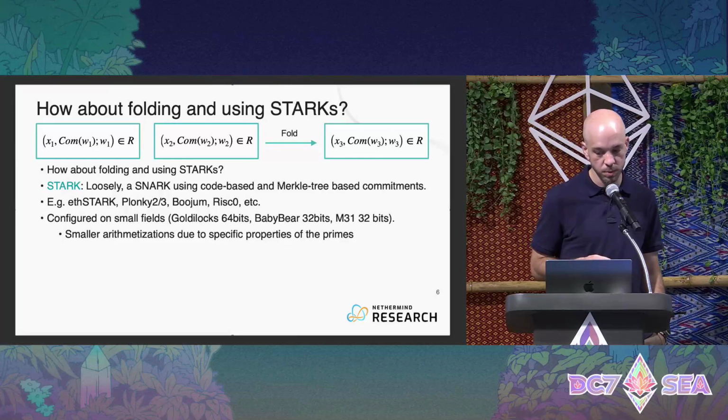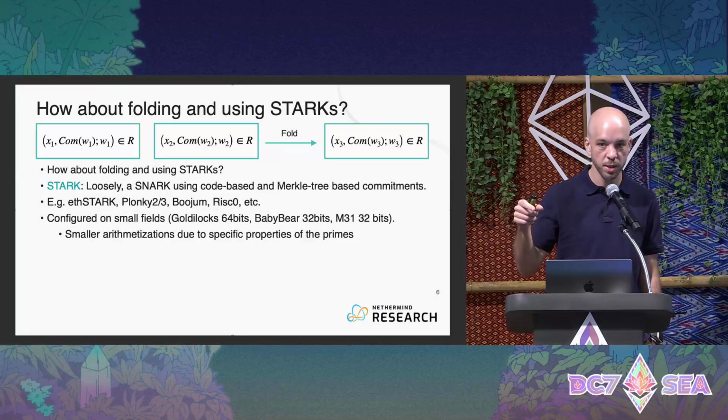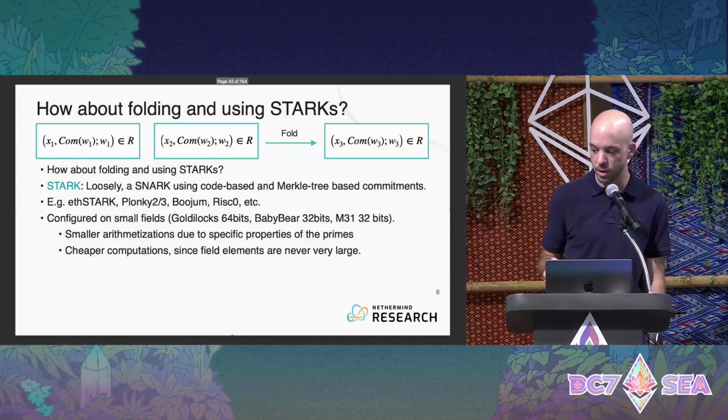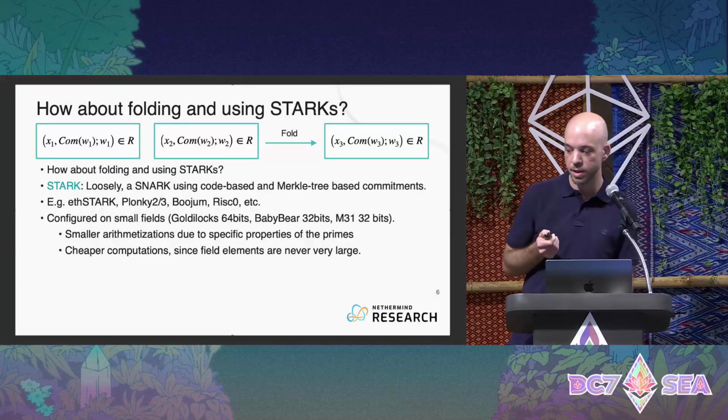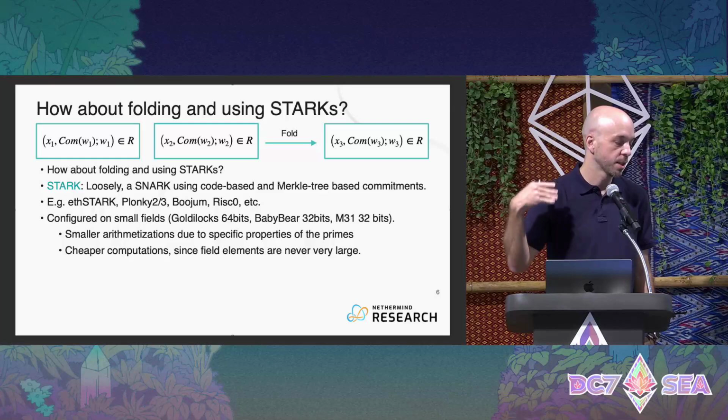The attractiveness of these fields is that you get smaller arithmetization due to special properties of the primes of these fields. You also get cheaper computations because field elements never get very large. If you invert a 32-bit field element, the inverse has at most 32 bits.